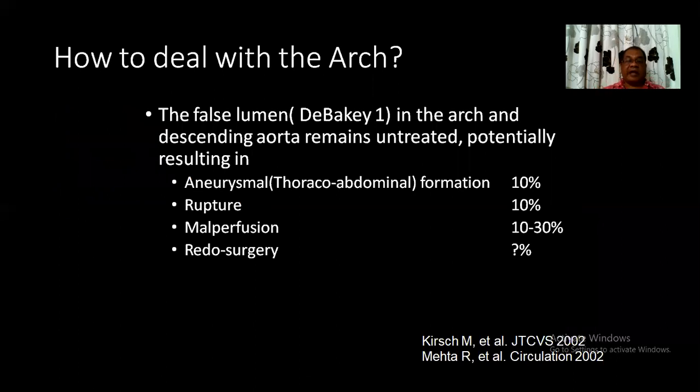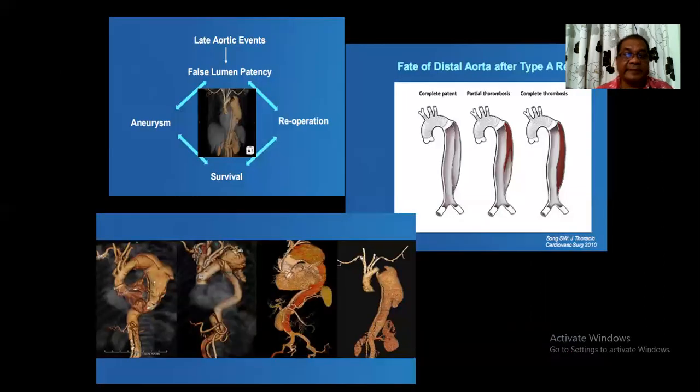How to deal with the aortic arch? If the false lumen, that is the DeBakey type 1, in the arch and the descending aorta remains untreated, something potentially dangerous may occur, like aneurysm in 10% of the cases, which may involve the thoracoabdominal portion. Rupture may occur in 10% of the cases. Malperfusion of the organs may occur in 10 to 30% of the cases. And ultimately, sometimes redo surgery is needed, and we do not know the exact incidence of this redo surgery.